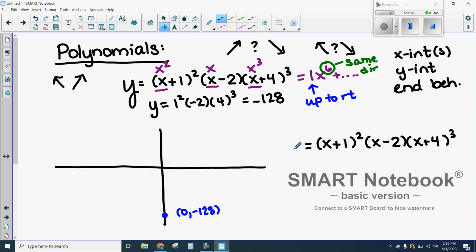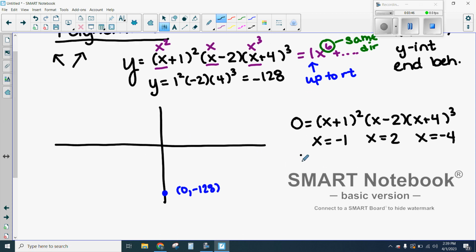All right, so the zeros are the x-intercepts. The x-intercepts happen when y is equal to 0. If I have the polynomial already factored, I just have to set each factor equal to 0 and solve for x. I also need to consider the multiplicities, meaning since x plus 1 was squared, that's multiplicity 2. Okay, to the first is multiplicity 1. To the third is multiplicity 3.